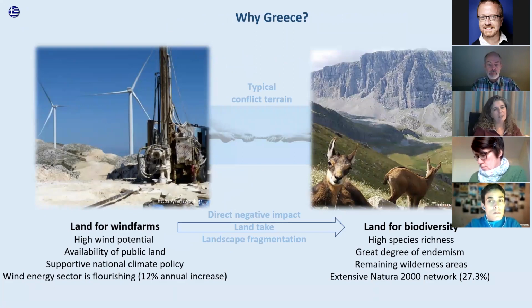Again, the case study is Greece. We know because it's a biodiversity hotspot. And on the other side, it is a country with a high wind potential, large availability of public land, a very supportive national climate policy for renewable energy development, and the wind energy sector is currently flourishing in the country. So it's a typical conflict terrain that we need to find a solution soon.